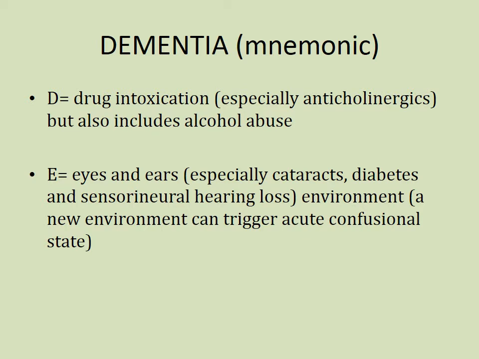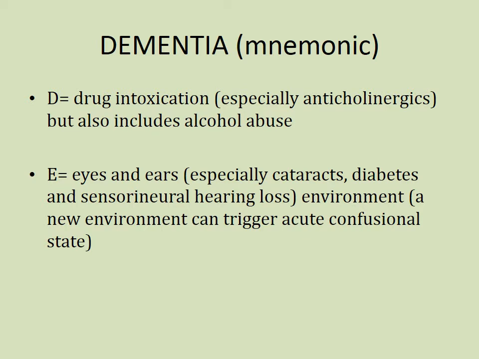We tend to be okay if it's an older man, but for some reason if it's an older woman we usually don't address it, so always think about that. Think about sensory loss that they could have, eyes and ears, cataracts. Also, if they're in a brand new environment, sometimes that can trigger a very acute confusional state. So there are lots of reasons for dementia, and we have to figure out exactly what it is.